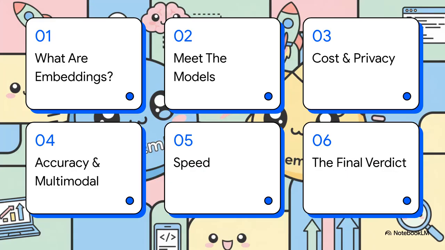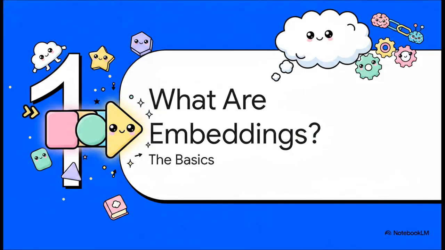Here's the tale of the tape for today's heavyweight bout. We're looking at what are embeddings, meeting the models, cost and privacy, accuracy and multimodal capabilities, speed, and finally, the final verdict. All right, part one.